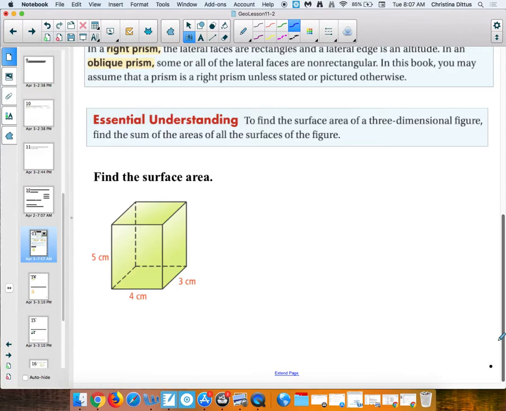So the first thing I like to do is always find our base. In this case, I got a top and bottom. What shape is my base? A square? Rectangle. Why rectangle? Why'd you change it? Because it's 4 by 3. Yeah. So if I look at my top and bottom, the bottom's the one that's labeled. This little shape is 4 by 3. So it's a rectangle. And how do I find the area of rectangles?